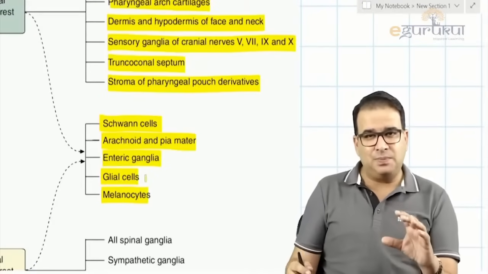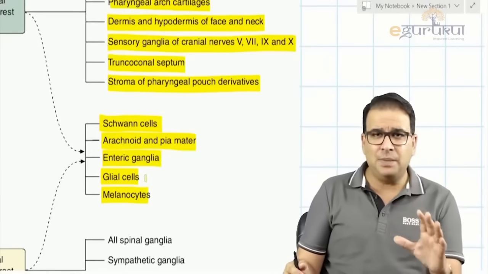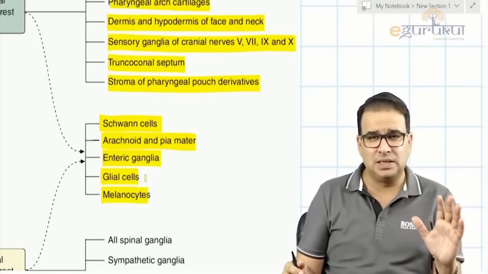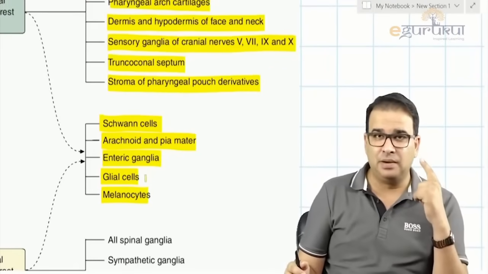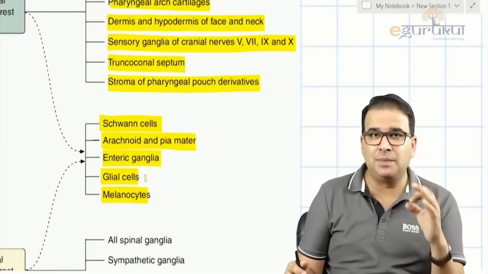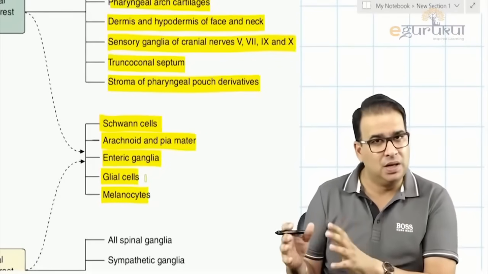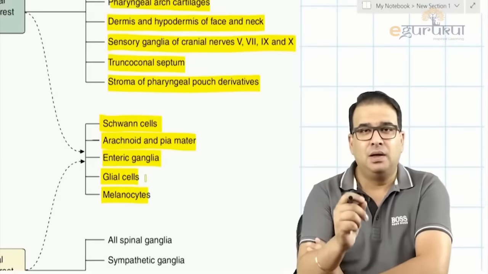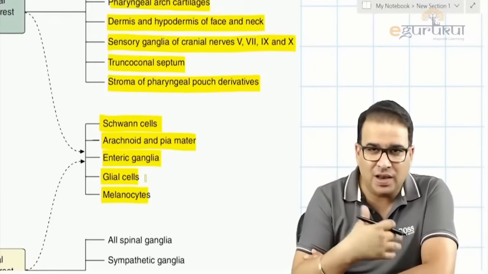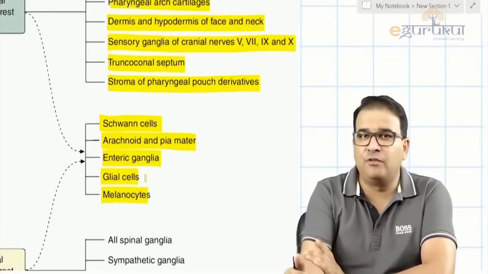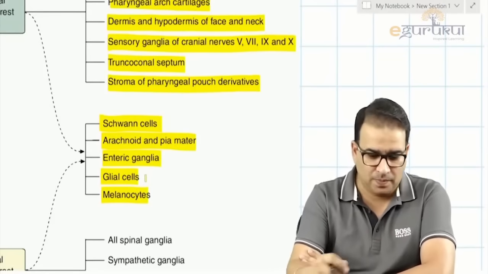Melanocytes, guys, pigment epithelium is also derived from neural crest cells, except retinal pigment. Remember that retinal pigment is coming from the neural tube itself. It is coming from the neural tube only. But apart from that, if you think of any other pigment epithelium, they're all derived from the neural crest cells.